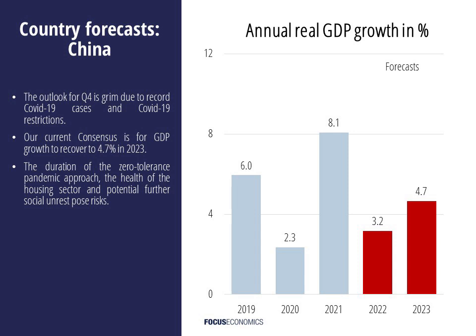Turning to 2023, our current consensus is for GDP growth to recover to 4.7%, although much hinges on the effectiveness of recent measures to support the housing sector and the duration of the zero tolerance pandemic approach. Regarding the latter, there are signs that the end of zero COVID could be near. Following the worst protests in decades, several Chinese cities rolled back restrictions at the end of November, and a top government official suggested that the pandemic could be entering a new phase.